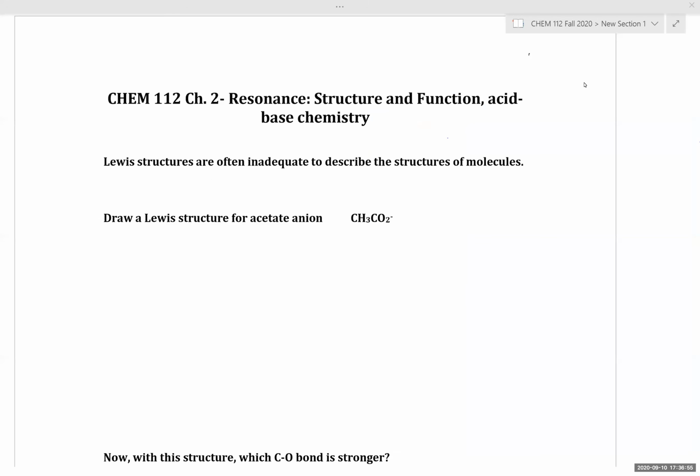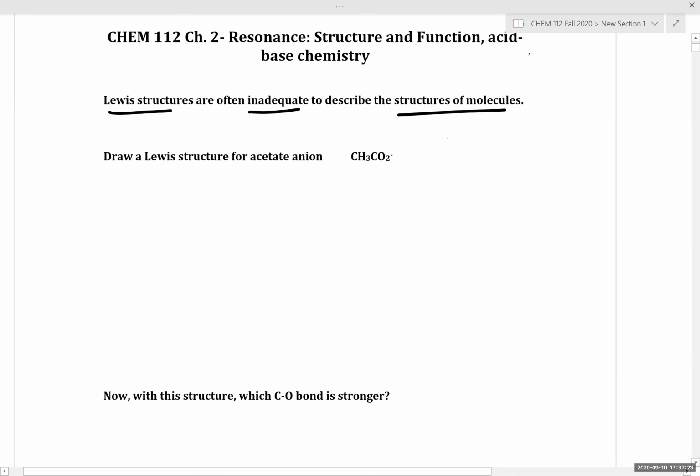So we're going to begin our discussion of chapter 2, which again focuses on resonance, structure and function, and acid-base chemistry. And to really drive home this first point, let's start by looking at an example that showcases how Lewis structures are often inadequate to describe the structures of molecules. So again, this is the chapter 2 notes, which are found on Canvas.